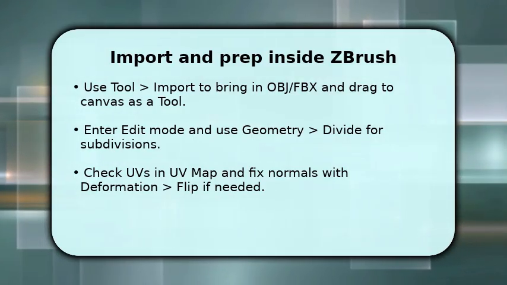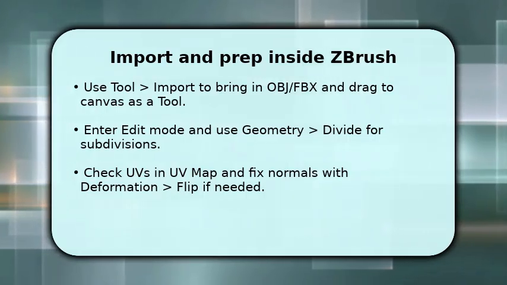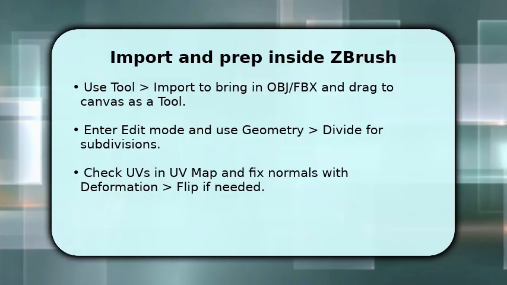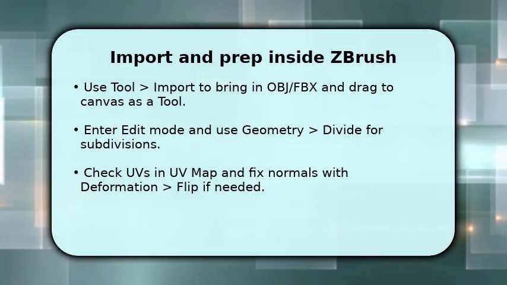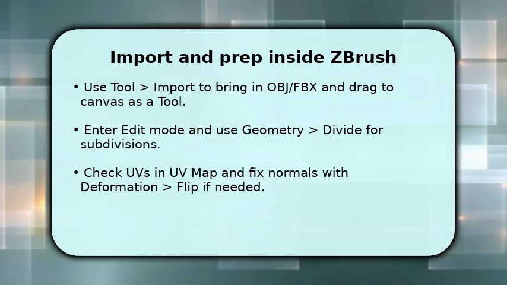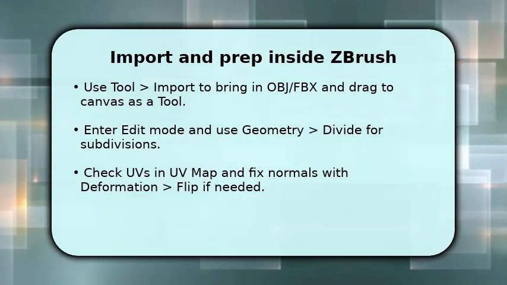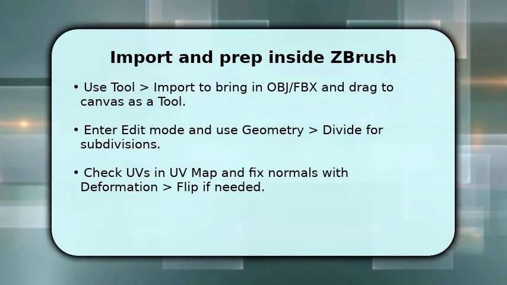Make sure to freeze transformations, Tool Geometry Unify, or Transpose Master for alignment. Subdivide modestly via Geometry, Divide to preserve shape while adding detail. If UVs or normals look off, open the UV map panel and inspect. Then use Deformation Flip or normals fix-ups. These steps stabilize sculpting and projection workflows.